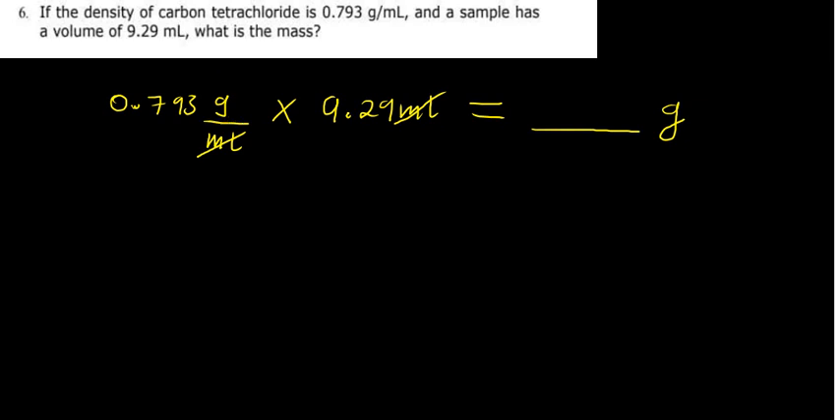So 0.793 multiplied by 9.29. That is going to give us 7.36697. And we looked at multiplying significant figures. So when you multiply, you look for the number that has the lowest significant figures. This one has 3 significant figures. This one has 3 significant figures. So the answer should have 3 significant figures. So it is 7.37 grams. That is going to be the answer. That's the mass.